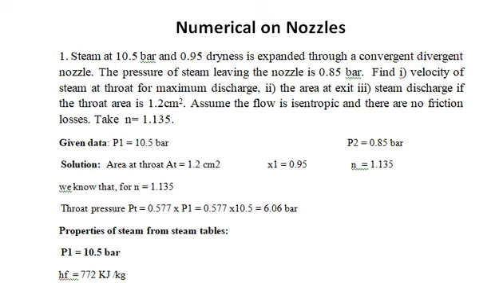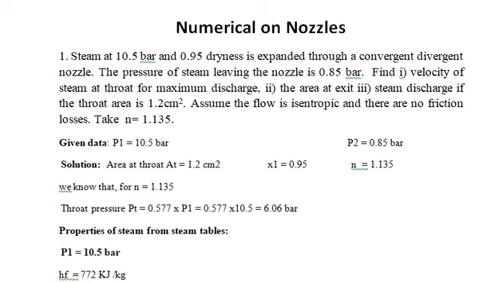So in this numerical, first of all, you have to identify the pressure P1 and find out the values from the steam table. P1 is 10.5 bar, P2 is 0.85 bar, the area at throat section is 1.2 centimeter square, dryness fraction is 0.95, and the expansion index is given as 1.135.